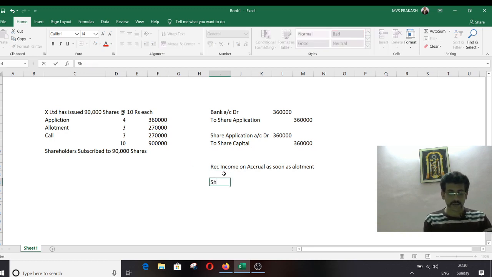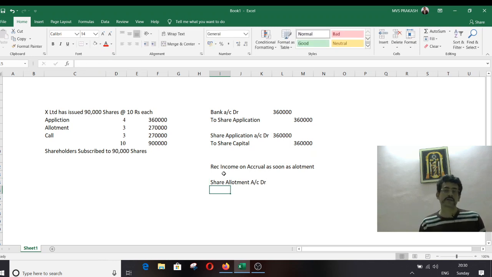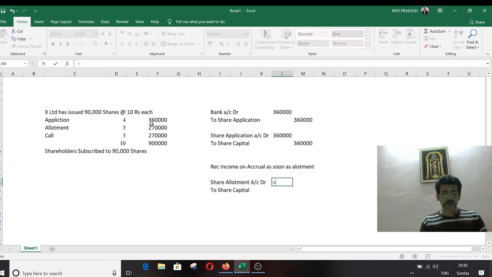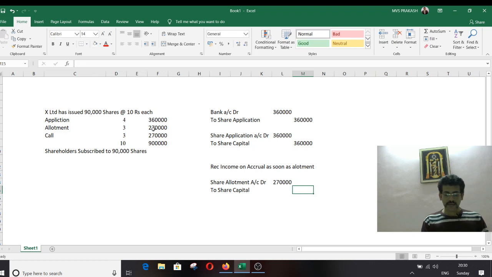Share allotment, whatever money you are having, is something called income accrued but not received. Fundamentally, income accrued but not received is what? Asset. So being an asset, what do I have to do? Debit. What is the purpose for this income accrued but not received? End of the day, I should transfer this to my share capital account. How much? Amounting to 2,70,000. Share capital also remains the same, 2,70,000.